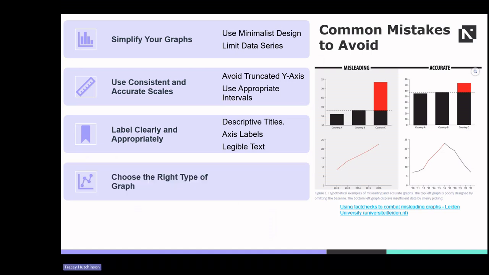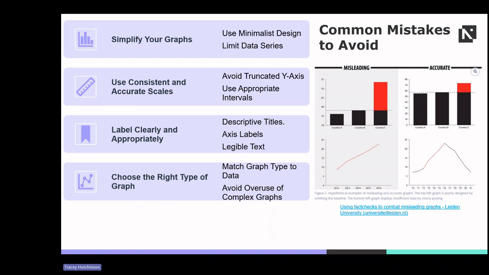Select a graph type that best represents the data and messages you want to convey. Label both the x-axis and y-axis with units of measurements in descriptive terms. This helps viewers understand what each axis represents. Use line graphs for trends over time, bar graphs for comparing quantities, pie charts for showing proportions, etc. Choosing the right type of graph helps in effectively communicating your data.